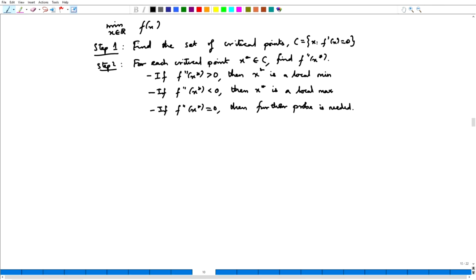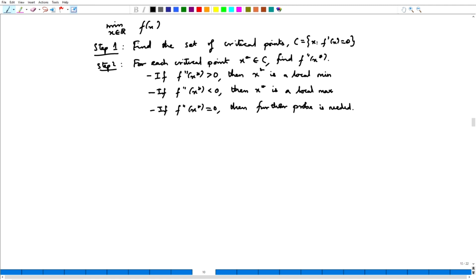To determine whether x star is a local min, local max, or a saddle point. So, this is the case when n is equal to 1, that is when we are minimizing f of x when x belongs to R. This is actually a univariate function, as we call it, because f depends only on one independent variable.